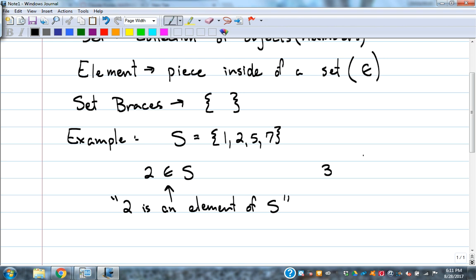Is 3 an element of S? No. So when we want to say something is not an element of S, we just take that same statement and put a slash through the epsilon. That says 3 is not an element of S. It's like if you want to say something's not equal, you put a slash through the equal sign. So not an element, just put a slash through the element symbol.